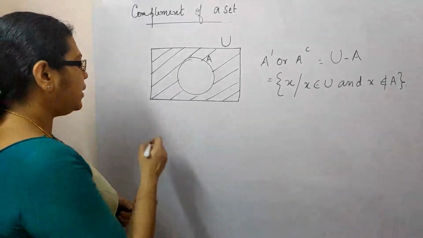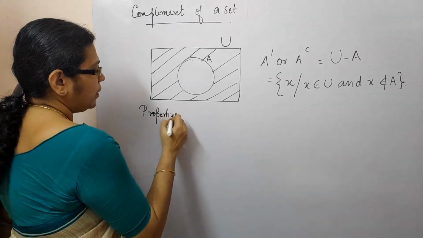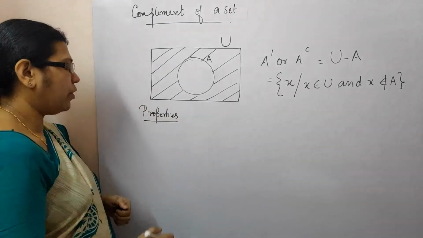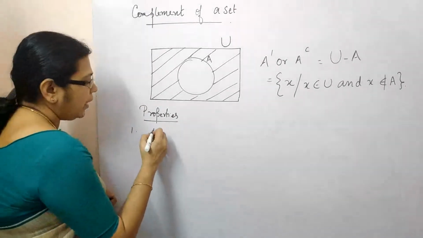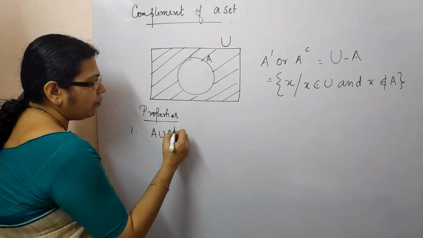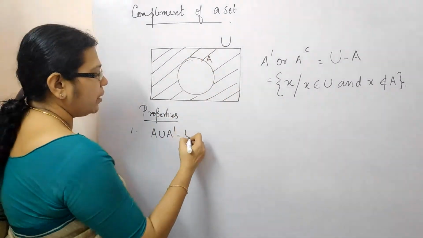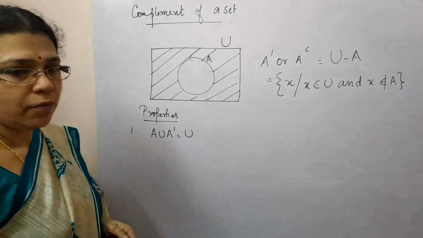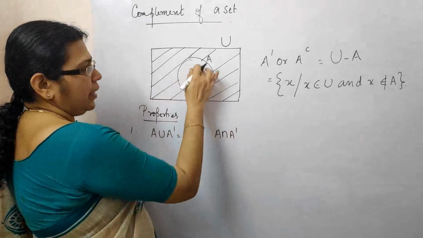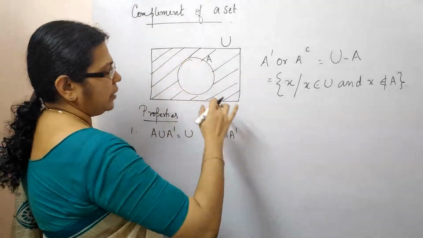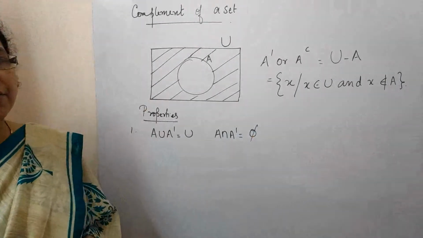Now let's see the properties of complement. The first one, as we know: A union A complement. A union A complement gives you what? U. What about A intersection A complement? Is there anything in common? No. So we say that it is the null set.